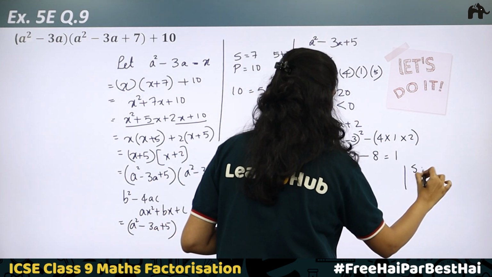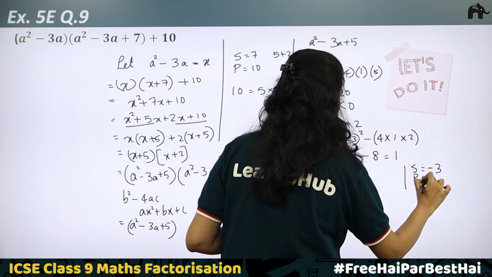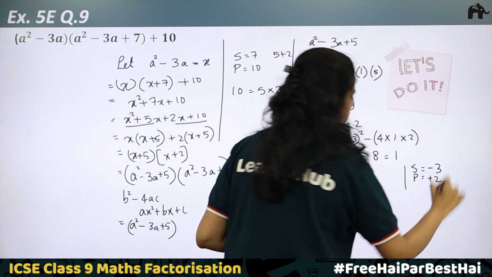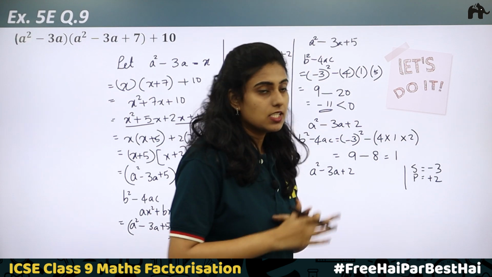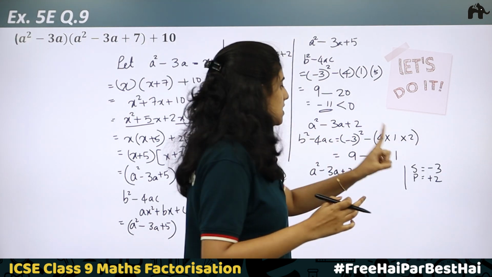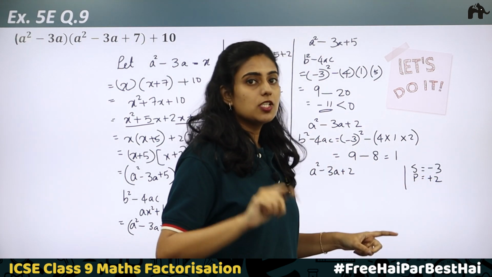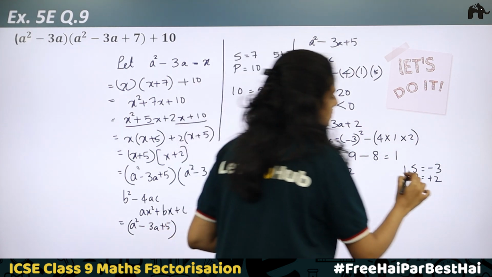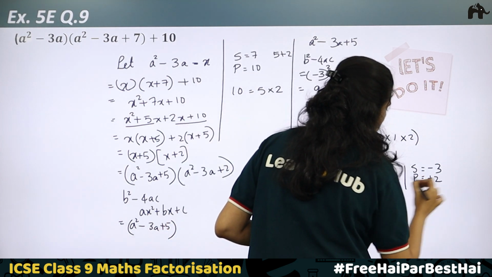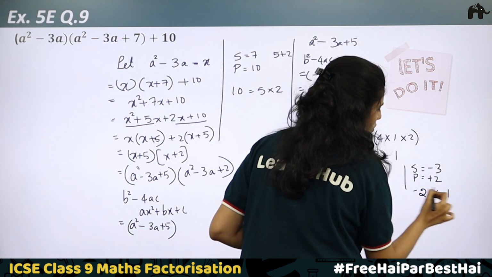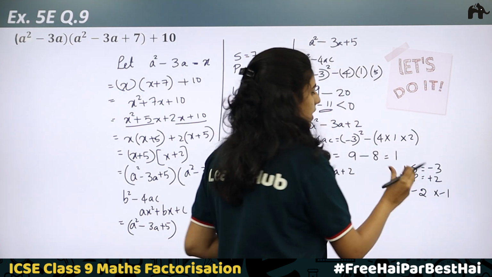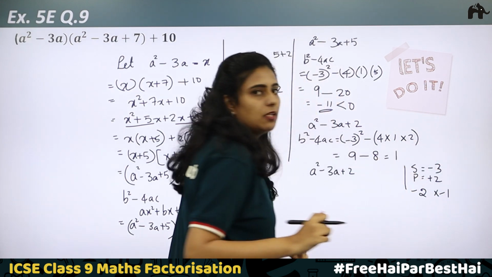Here, the sum should be equal to minus 3 and product should be equal to plus 2. Okay, so product is positive. Either both the numbers are positive or both the numbers are negative. Since the sum is negative, both the numbers should be negative. Okay, so to get 2, we know 2 is 2 into 1, they should be negative. So minus 2 into minus 1. So minus 2 plus minus 1, we will be getting minus 3.